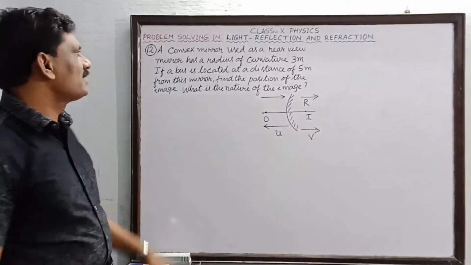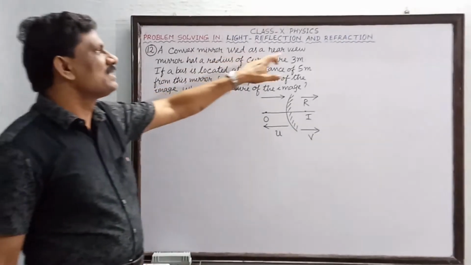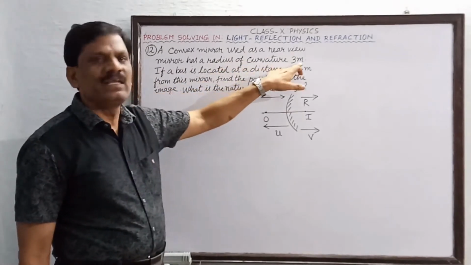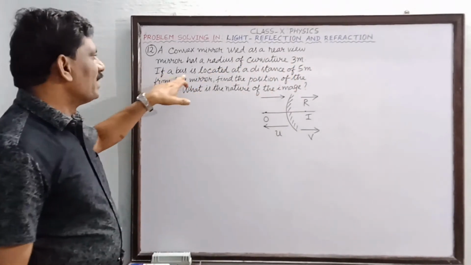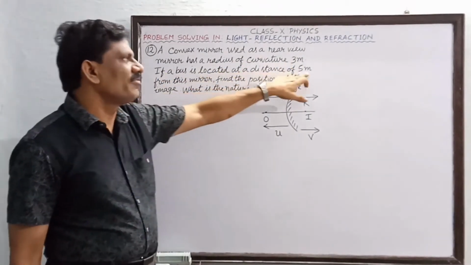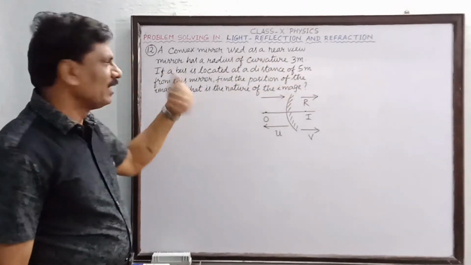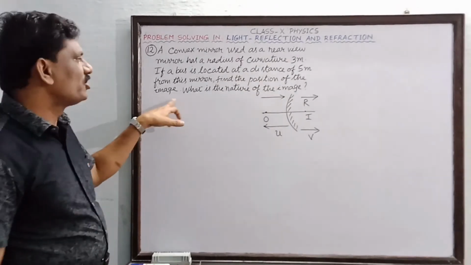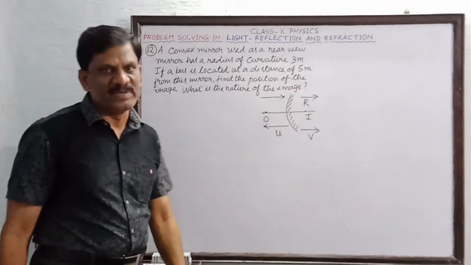The 12th sum is: a convex mirror used as a rear view mirror has a radius of curvature of 3 meter. If a bus is located at a distance of 5 meter in front of the mirror, find the position of the image. So what is the nature of the image?